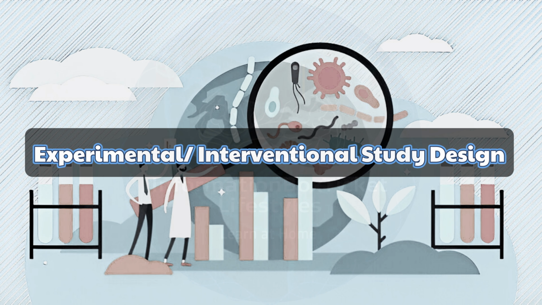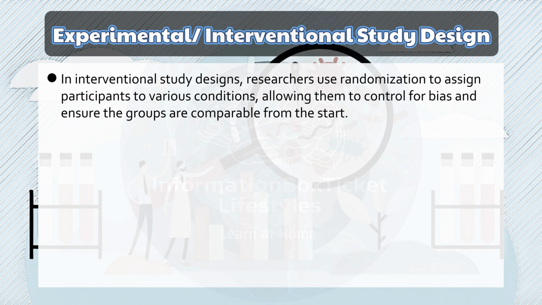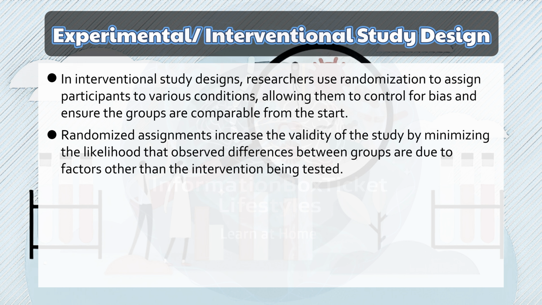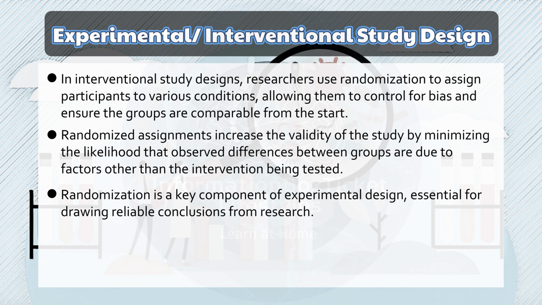Experimental/interventional study design. In interventional study designs, researchers use randomization to assign participants to various conditions, allowing them to control for bias and ensure the groups are comparable from the start. Randomized assignments increase the validity of the study by minimizing the likelihood that observed differences between groups are due to factors other than the intervention being tested. Randomization is a key component of experimental design, essential for drawing reliable conclusions from research.